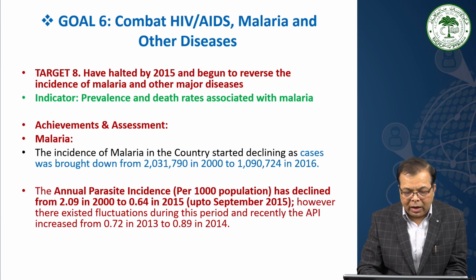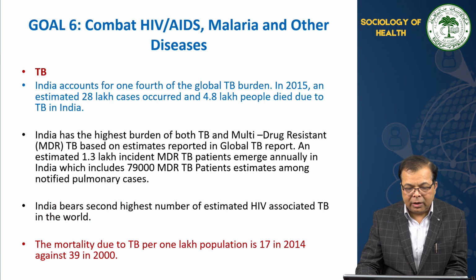So the report says that the incidence of malaria in the country started declining as cases were brought down from a big number, basically 2,031,790 to 1,090,724. The annual parasite incidence per thousand population has declined from 2.09 in 2000 to 0.64 in 2015. So this is the achievement in terms of malaria.